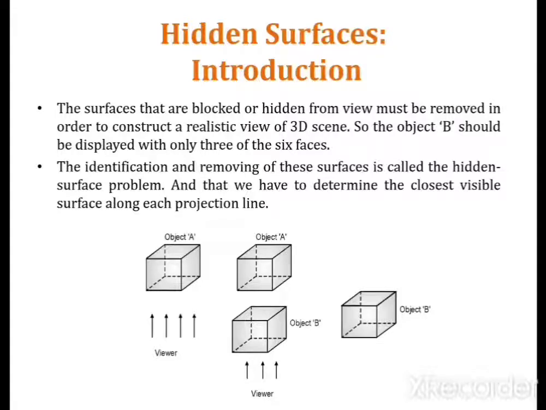So hidden surfaces are nothing but the surfaces which are blocked and hidden from the view, and whenever we are identifying such surfaces and removing them, it is called the hidden surface problem. And then we have to determine which are the closest surfaces along each projection line, meaning which are the nearest surfaces for this point, this line that we are going to determine here.